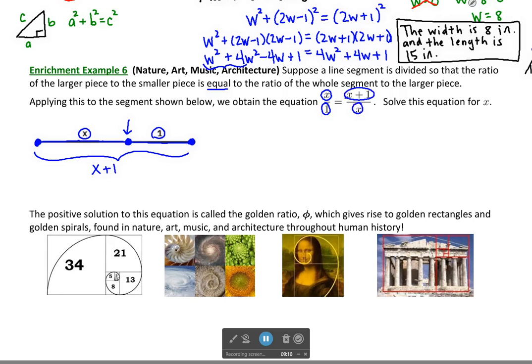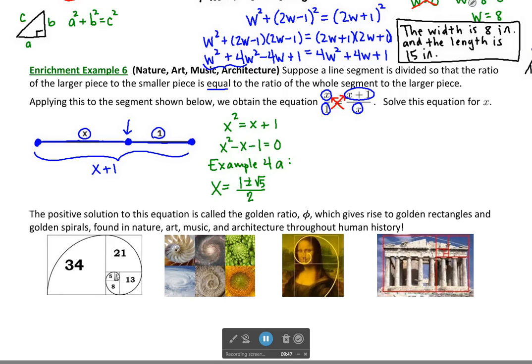Well, to solve this equation for x, we're going to start by cross multiplying. So we get x times x, which is x squared, and 1 times x plus 1, which is x plus 1. If I move both of these terms to the other side so that it's equal to 0, we could certainly solve that with our quadratic formula. Now, from example 4a, in the previous video, we already solved this. We found out x is equal to 1 plus or minus the square root of 5 over 2.